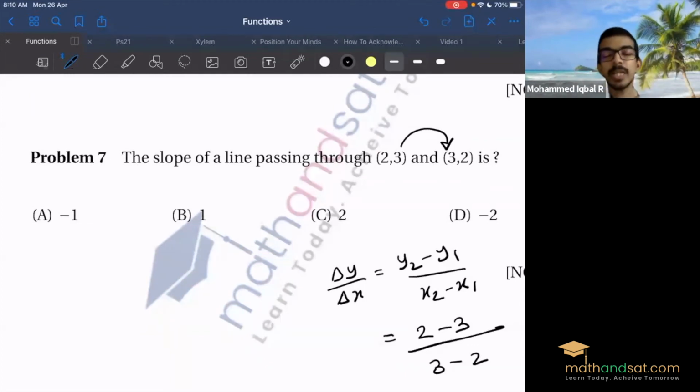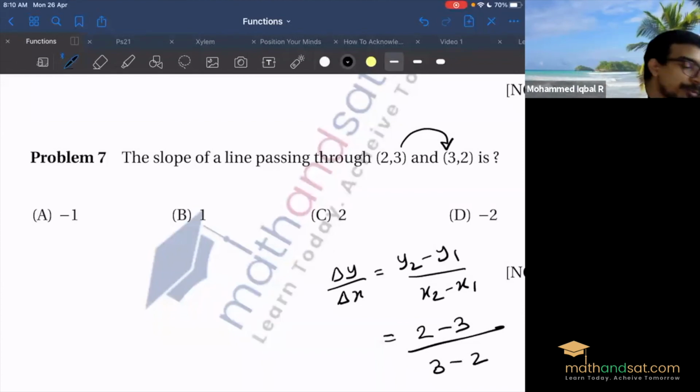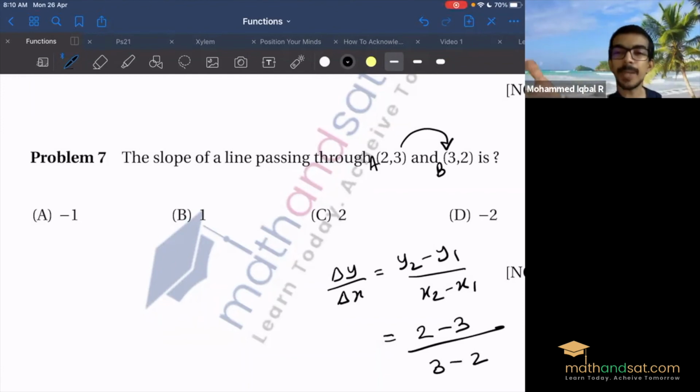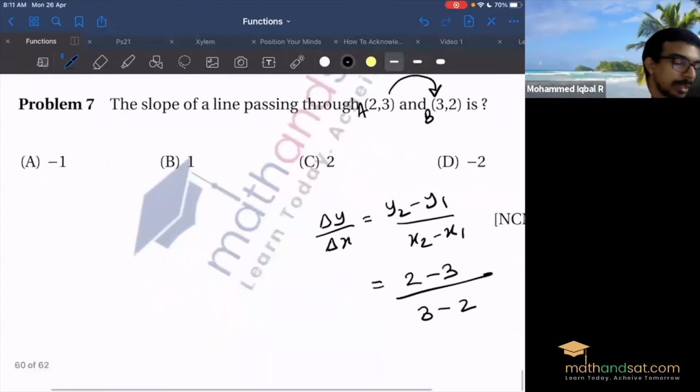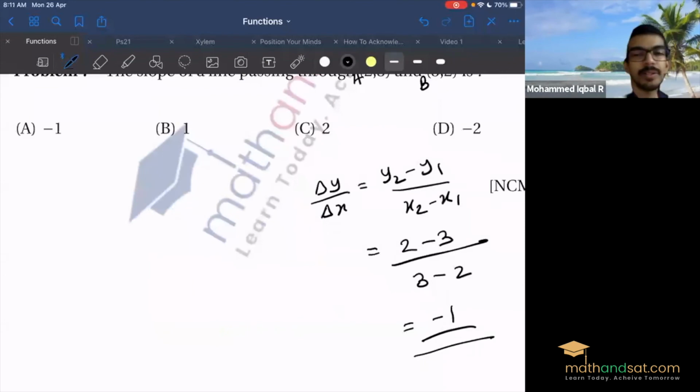If you make a mistake, you are going to get the wrong answer. When you're going from A to B, if you're taking the difference B minus A for the y coordinate, you have to take the corresponding difference for the x coordinate as well. That's all. So the answer will come out as minus 1. Yes, very good. Minus 1 is the answer.